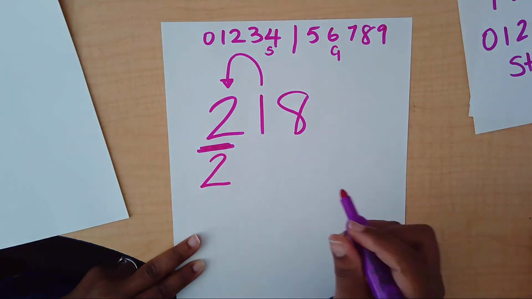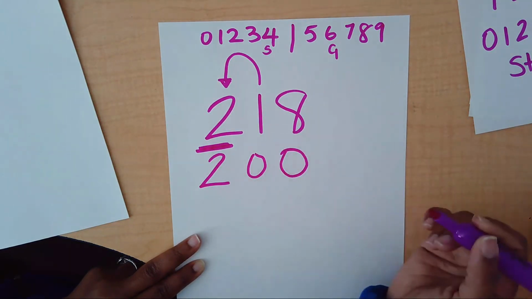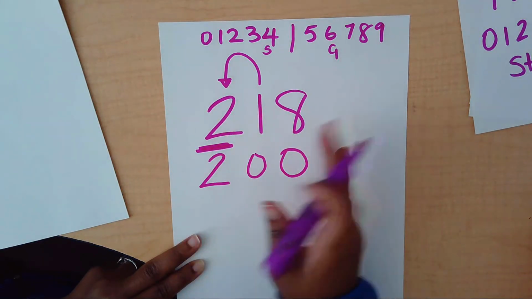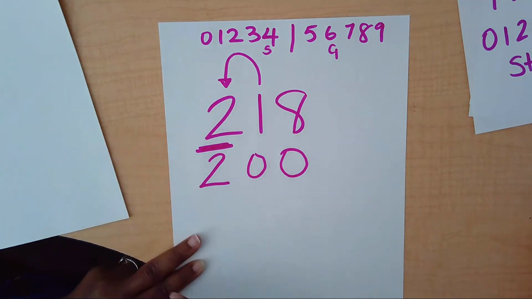But what happens here? This becomes a 0. This also becomes a 0. Everything behind what has been underlined becomes a 0. Everything before would come all the way down.